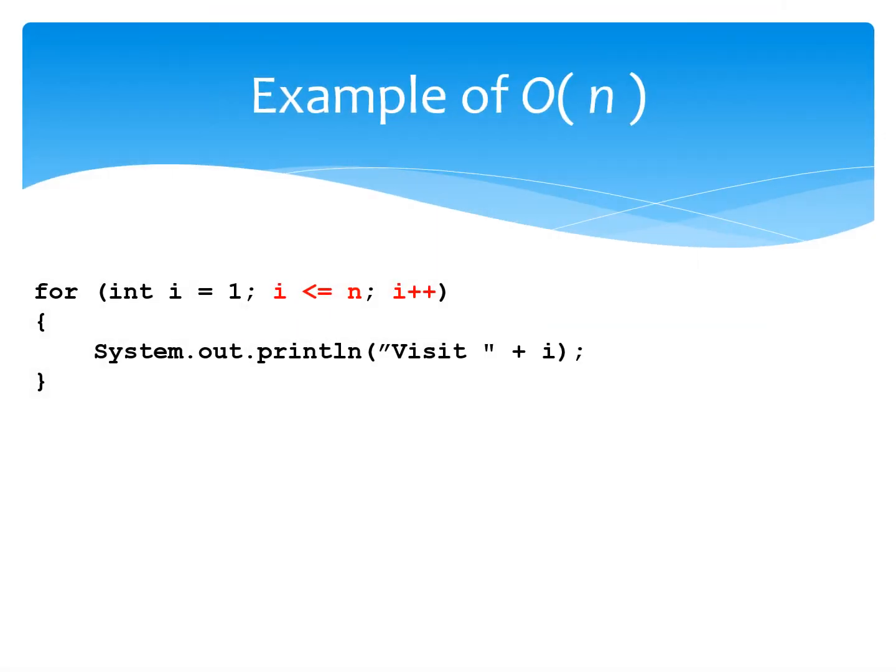This is an example code for big O of n. As you can see, we create a loop to iterate from 1 to n. In this example, we increase the loop variable I by 1. In each iteration, we display the variable I.